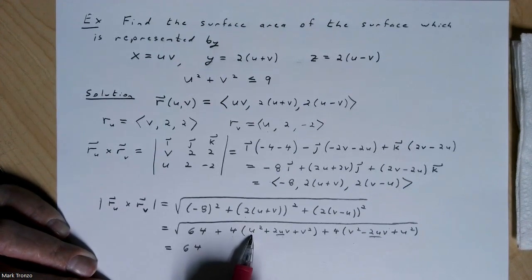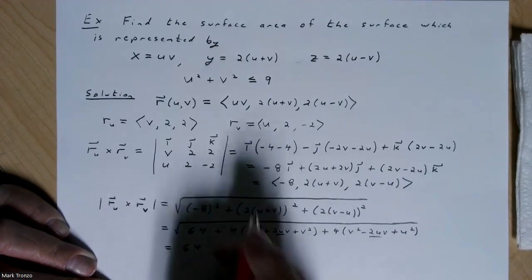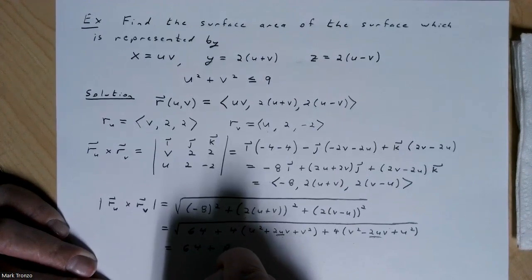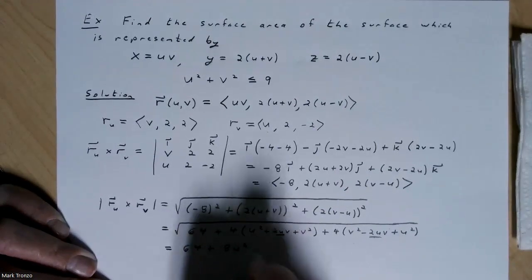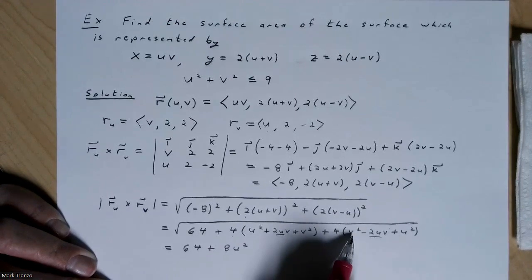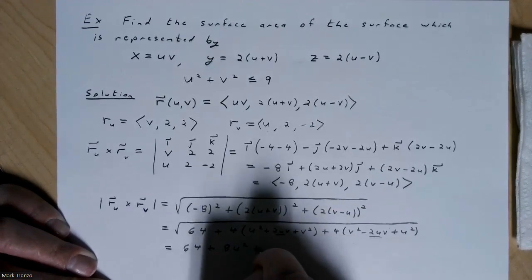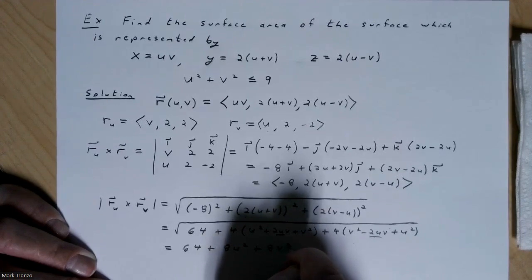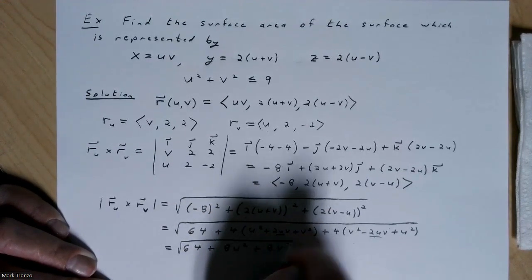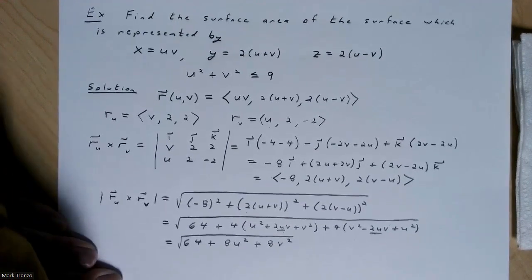And also notice here as well, we'll have 4u squared and 4u squared. So we can put that together. That'll be 8u squared. And then we have 4v squared plus 4v squared, which will be 8v squared. Like this.